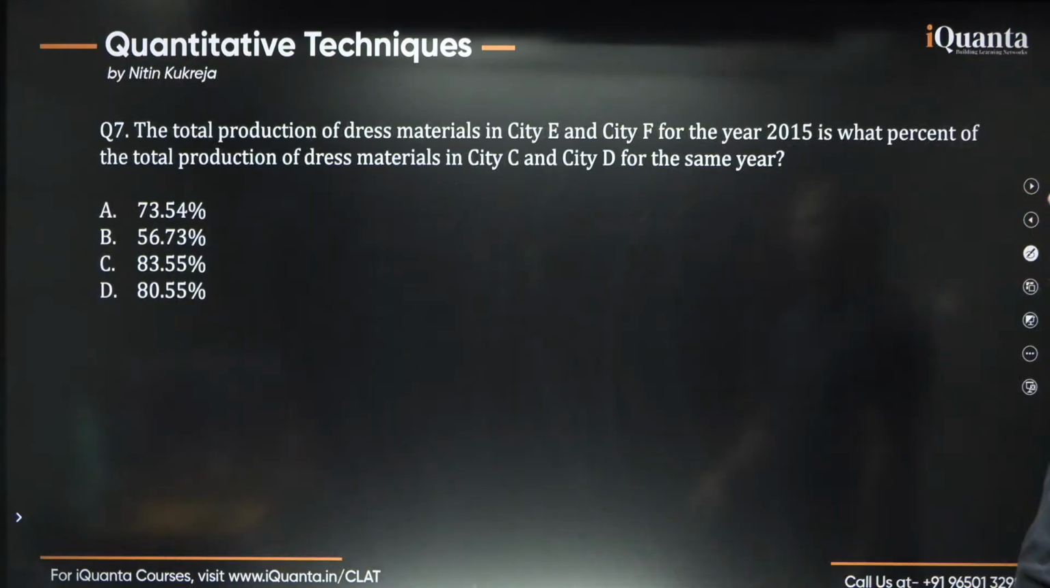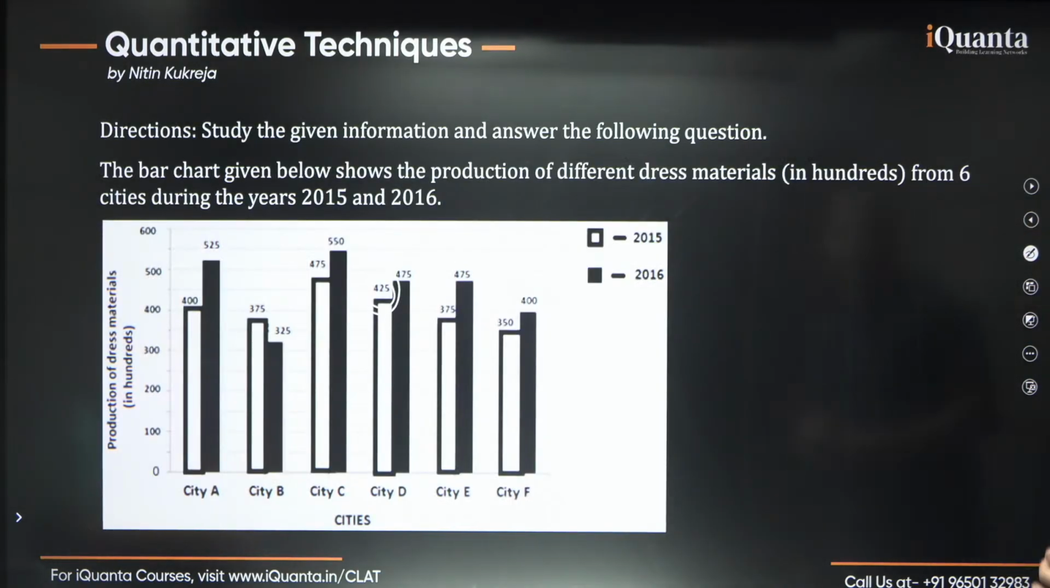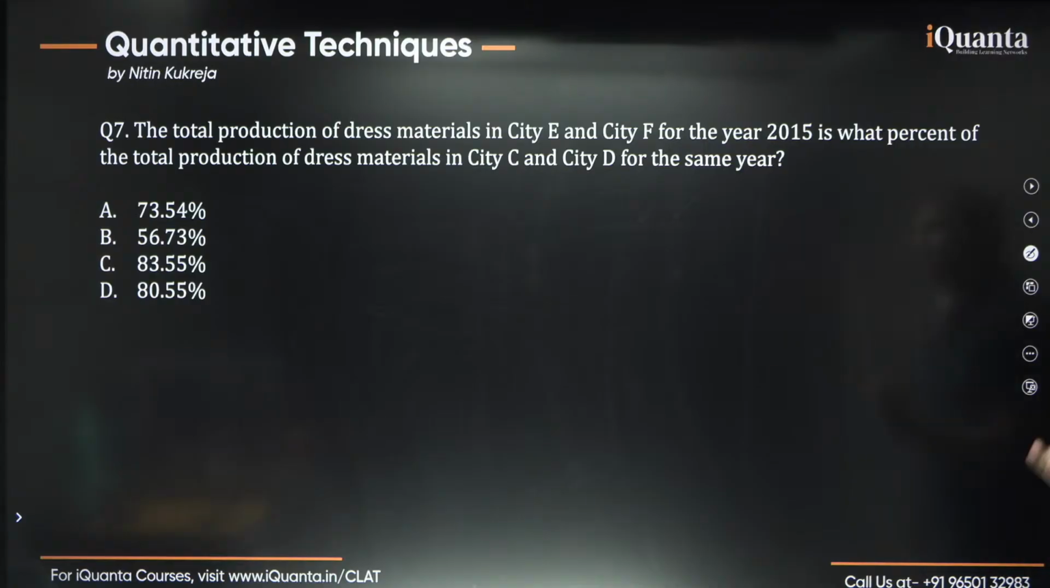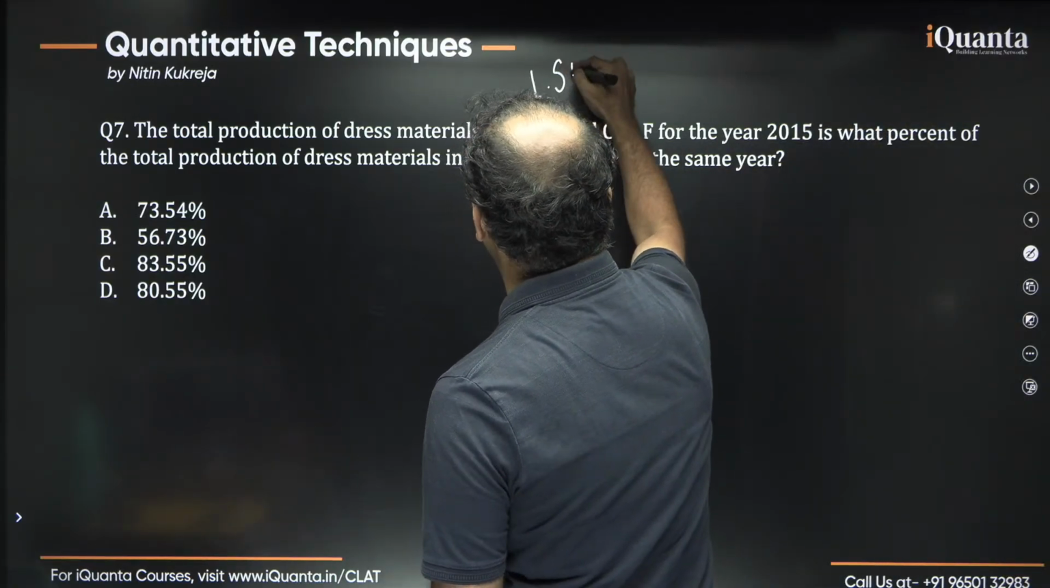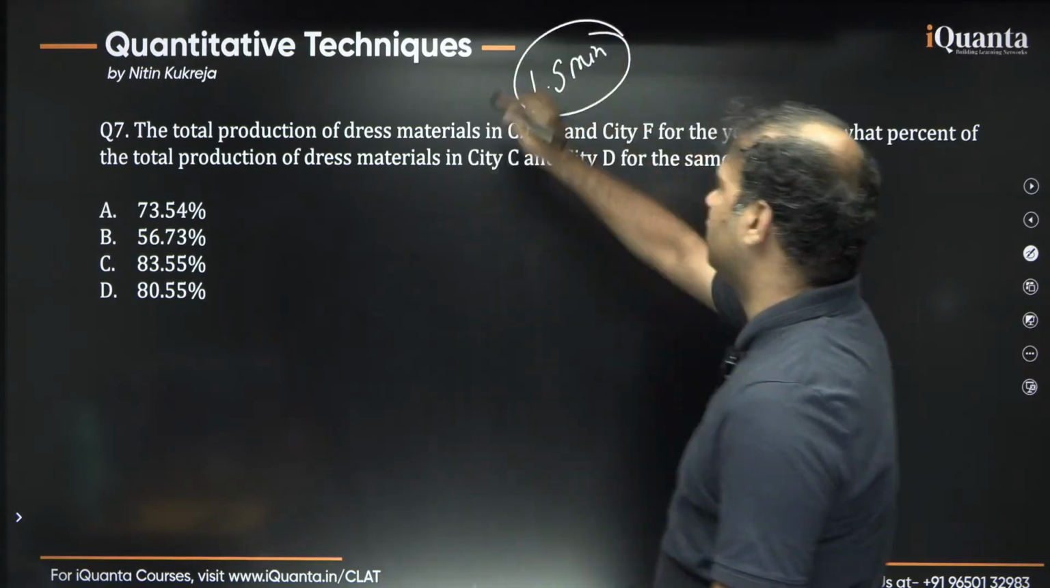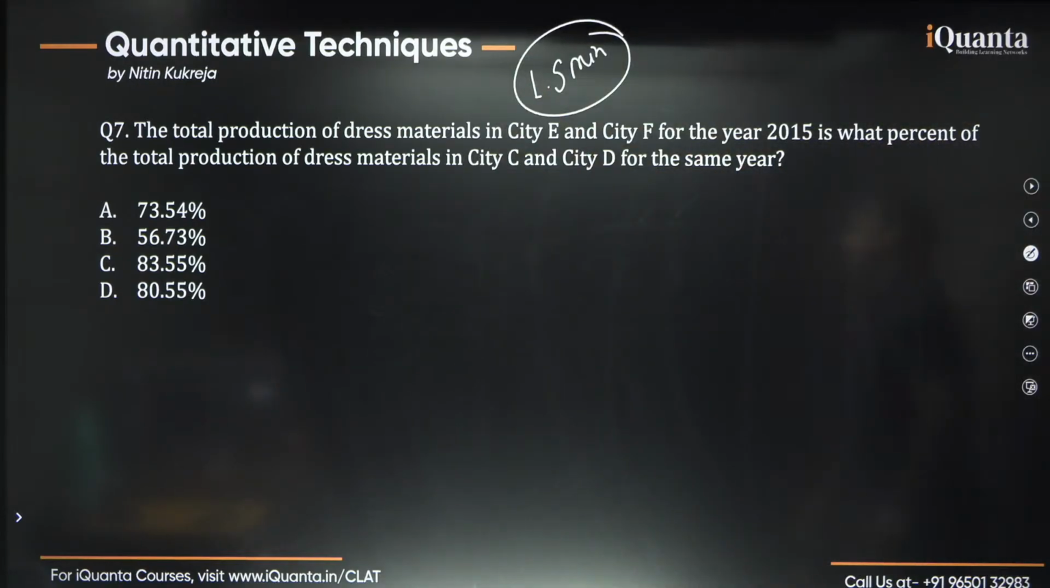The next problem with us is question number 7. Why don't you try this? If you want, just take a screenshot of the bar graph and try to solve question number 7. I don't think it should take more than 1.5 minutes. Maximum 1.5 minutes I can provide you.